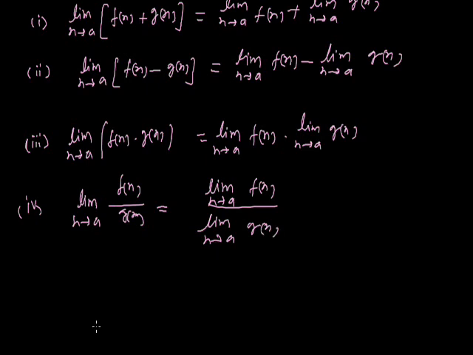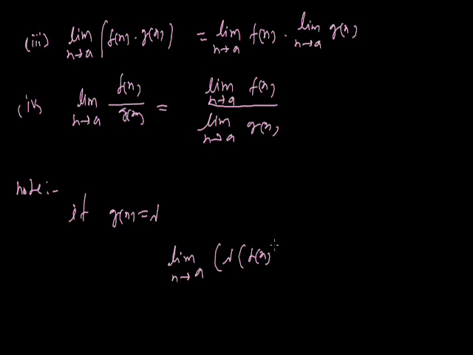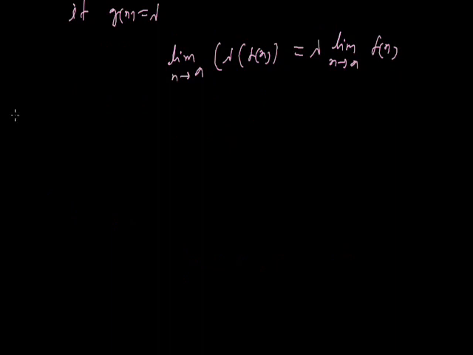Now we can write a note for this: if g(x) is equal to lambda, a constant function, then we can write limit x tends to a of lambda f(x). We can take lambda as common, so we can write lambda into limit x tends to a of f(x). Now we are talking about limits of polynomials and rational functions.